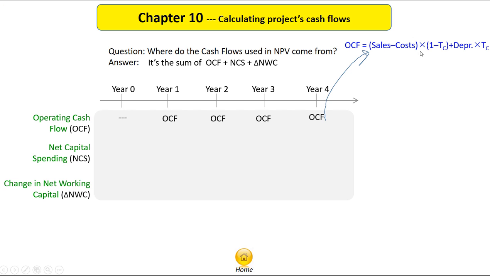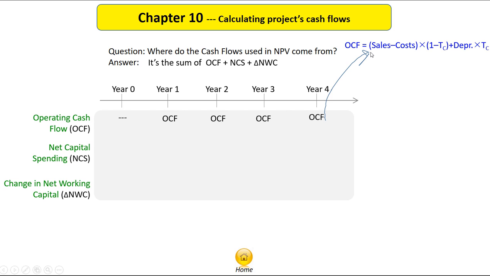There were 4 different formulas that we learned in class. My favorite, the one that actually seems to be the most complicated one, but it saves you the most time on the other hand, is the so-called tax shield approach, which says sales minus costs. That difference is multiplied by 1 minus the corporate income tax rate. And then you add the product of the depreciation for that particular year for which you're calculating the OCF, multiplied by the corporate income tax rate.